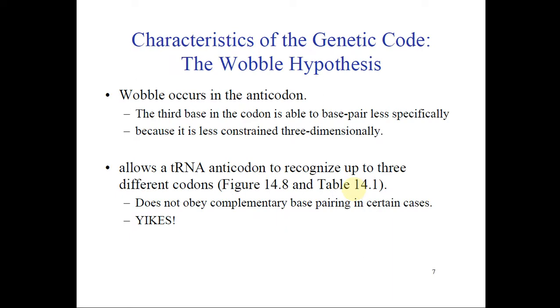So the Wobble hypothesis: wobble occurs in the anticodon. The third base in the codon is able to base pair less specifically. It is not fully complementary because it is less specific and less constrained three-dimensionally. This allows a tRNA anticodon to recognize 3 different codons. This does not obey complementary base pairing in certain cases.